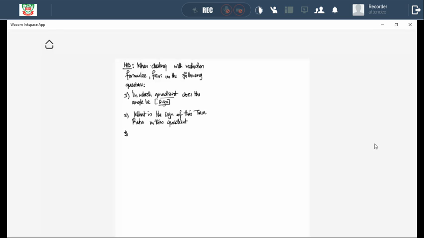Okay, the third one, does the ratio change or remain the same? Does the ratio change or remain the same?